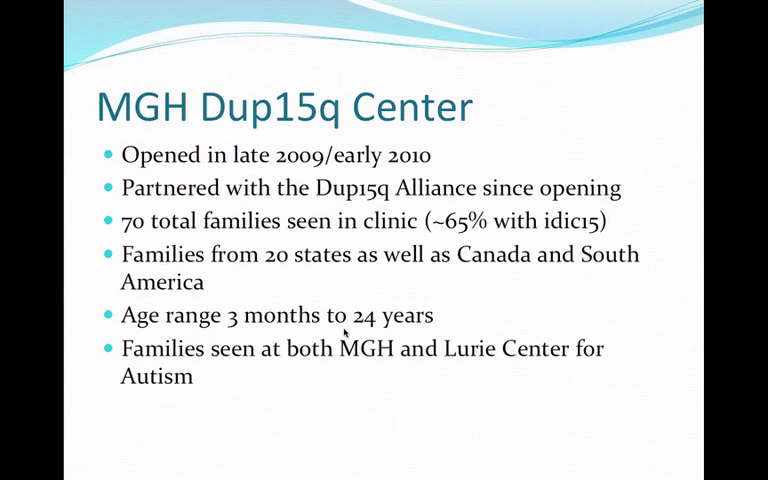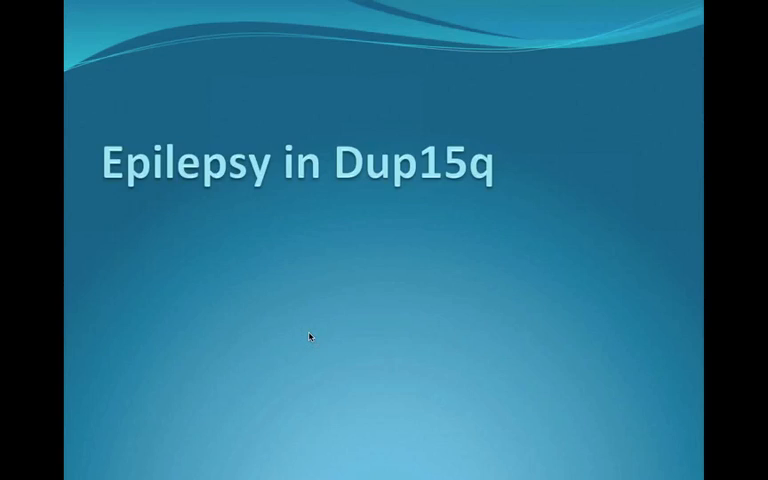Those families have kids with isodicentric, the other 2/3 being either interstitial or more of the edge duplications, which I'll talk a little bit about at the end. Families from all over the country as well as other countries now, and range of 3 months to 24 years. But we actually recently saw someone in their 30s, so we're starting to see a few more adults and a little bit older people. And that's Mass General from above.